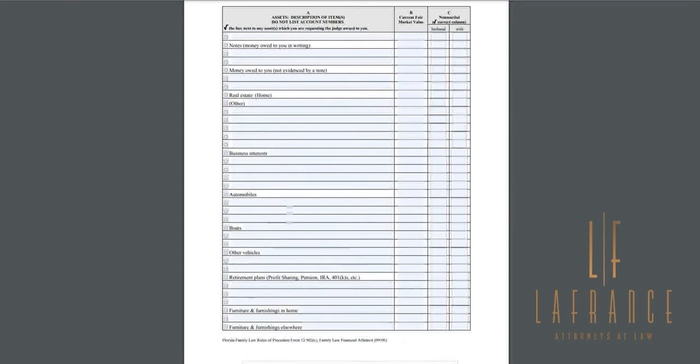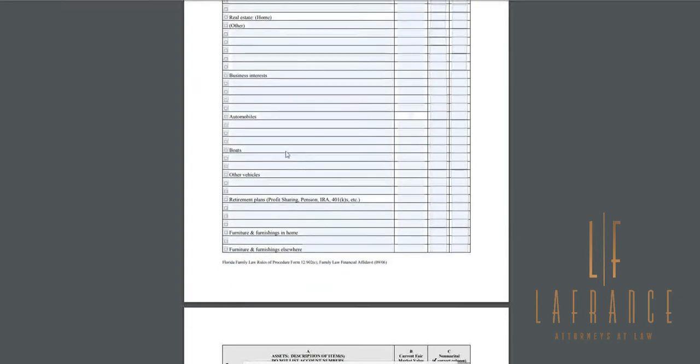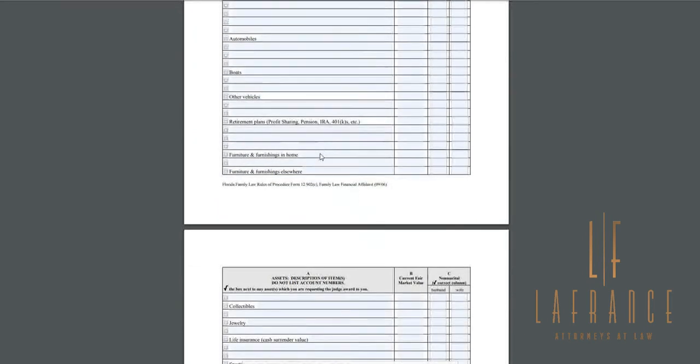Automobiles, you're going to itemize your cars. You can go to Kelley Blue Book and assess what the fair market value might be based upon the mileage and the condition of the car, and you're going to put that here. Same thing for your boats, maybe motorcycles, or any other vehicles that you have.